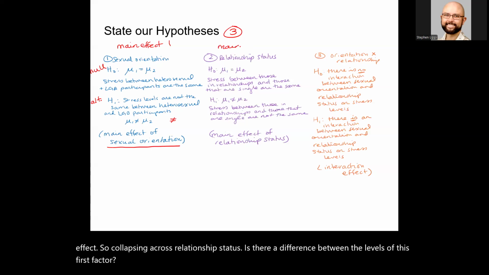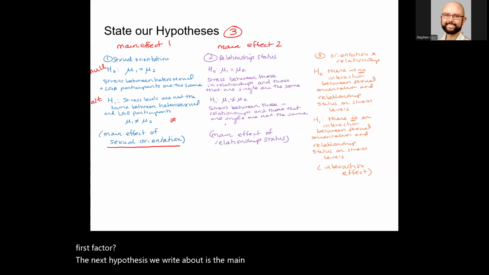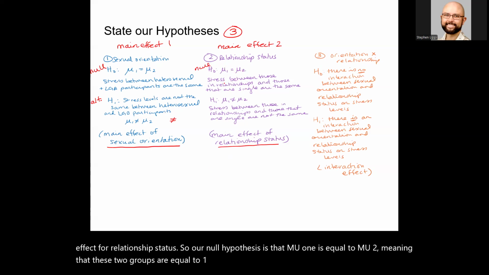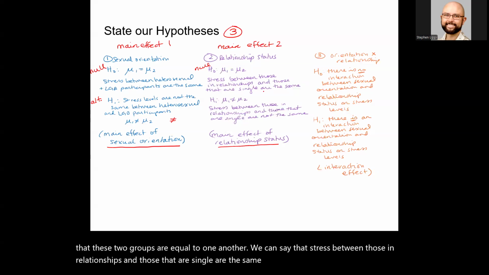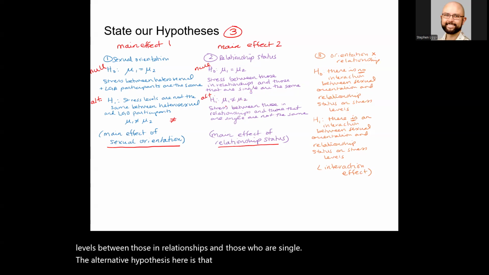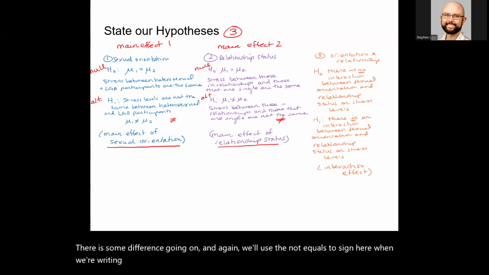The next hypothesis we write about is the main effect for factor two. So this being the main effect for relationship status. So our null hypothesis is that mu1 is equal to mu2, meaning that these two groups are equal to one another. We can say that stress between those in relationships and those that are single are the same, or that there is no difference in stress levels between those in relationships and those who are single. The alternative hypothesis here is that they are not equal. Stress between those in relationships and those that are single are not the same. There is some difference going on. And again, we'll use the not equals to sign here when we're writing our alternative hypothesis.